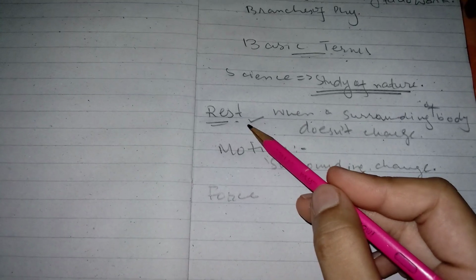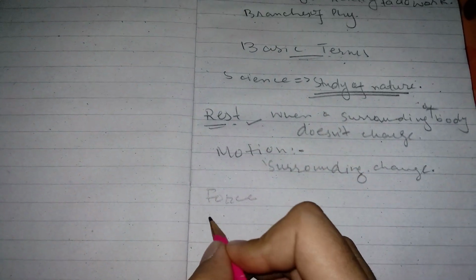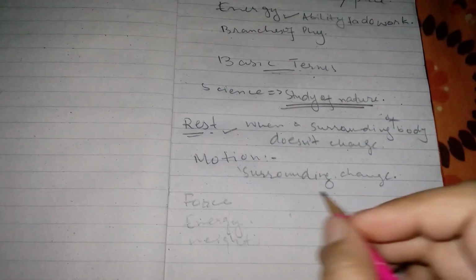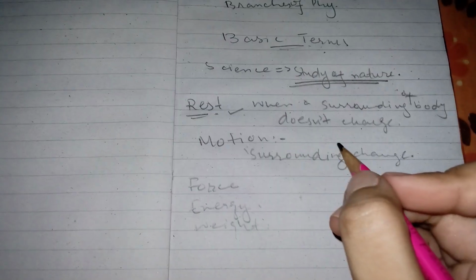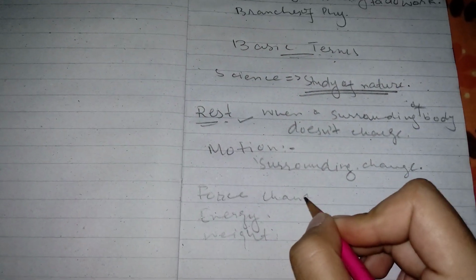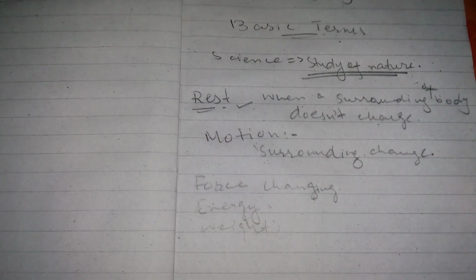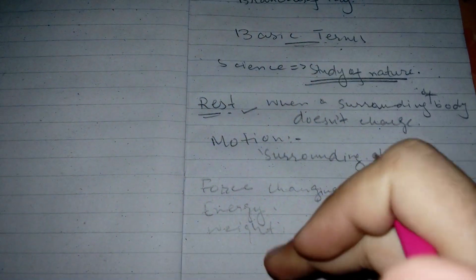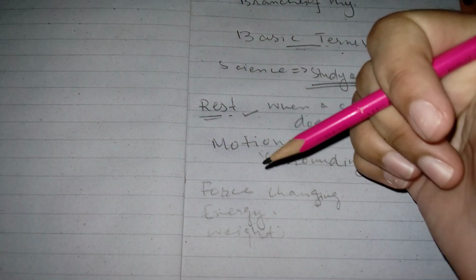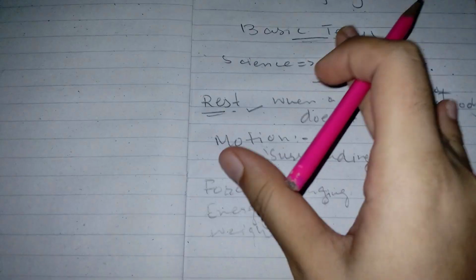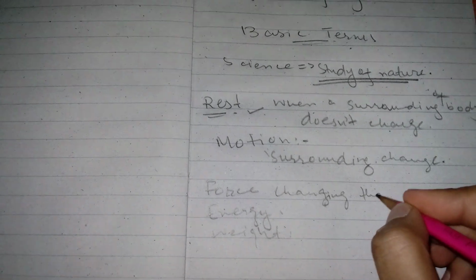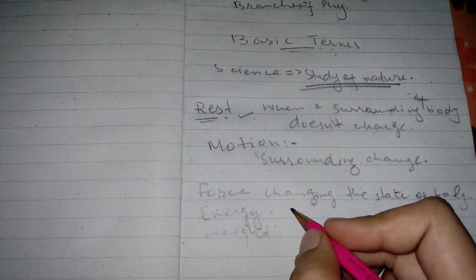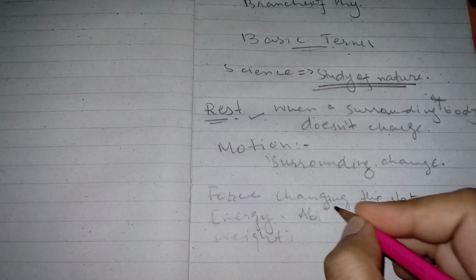These are the basic terms of physics: rest, motion, force, energy, weight, mass. So what is force? Force is just the changing of the state of the body. If we want to do any kind of work, we have to apply force. Likewise, if we are pushing a box over there, we are applying force. Push and pull is force, and changing the state of the body is called force. And energy, as I told you, is the ability to do work.